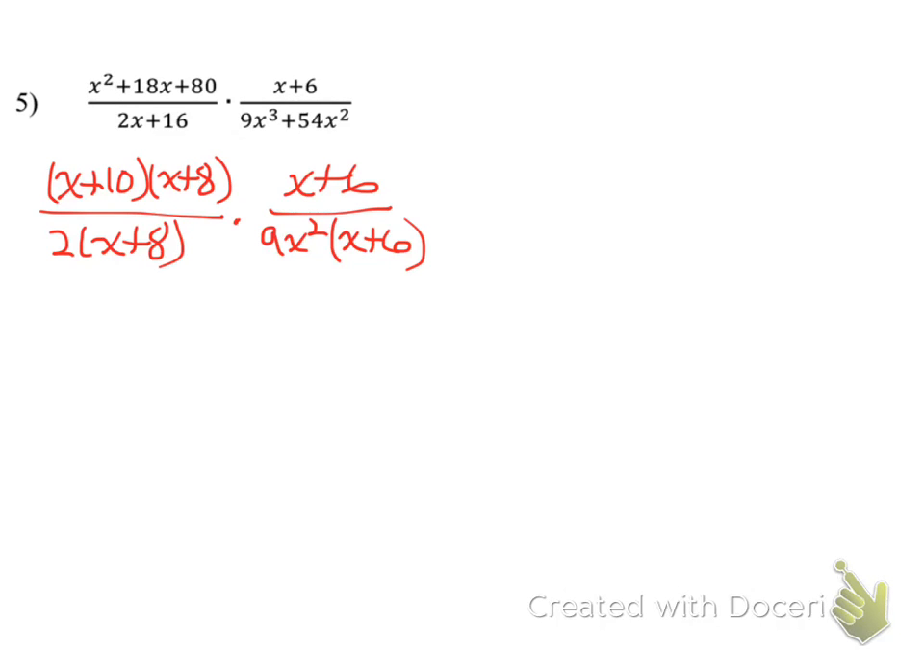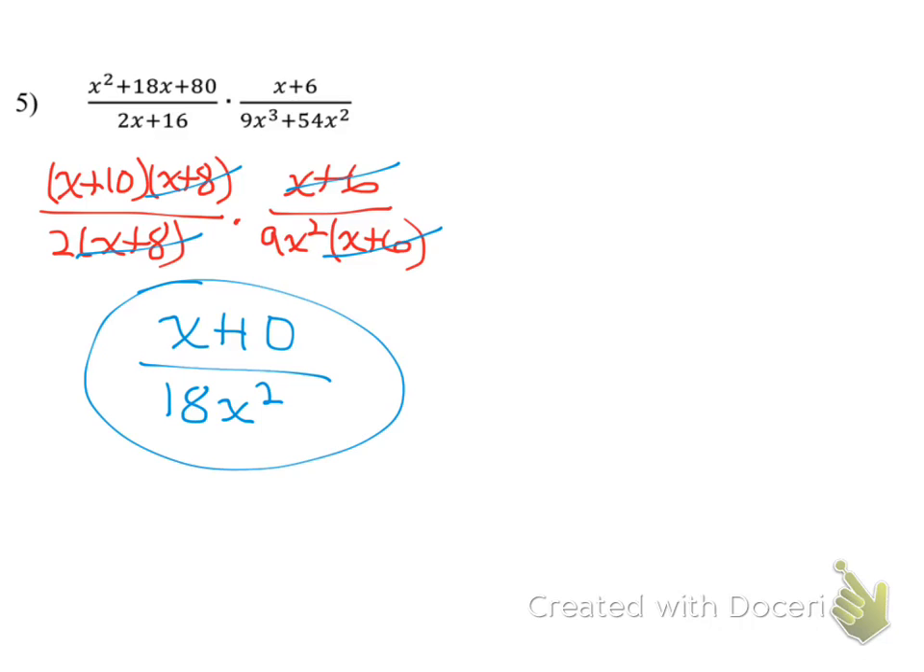Okay, I factored everything that I could, and now I'm looking for things that either cross-cancel or anything over top of each other. So looking at cross-canceling, I don't see anything, but it looks like the x plus 6's over here will cancel. The x plus 8's will cancel. And now we need to write what we have left over. We have an x plus 10 on top. And then we can go ahead and multiply 2 times 9, which is 18x squared on the bottom. That's our final answer.